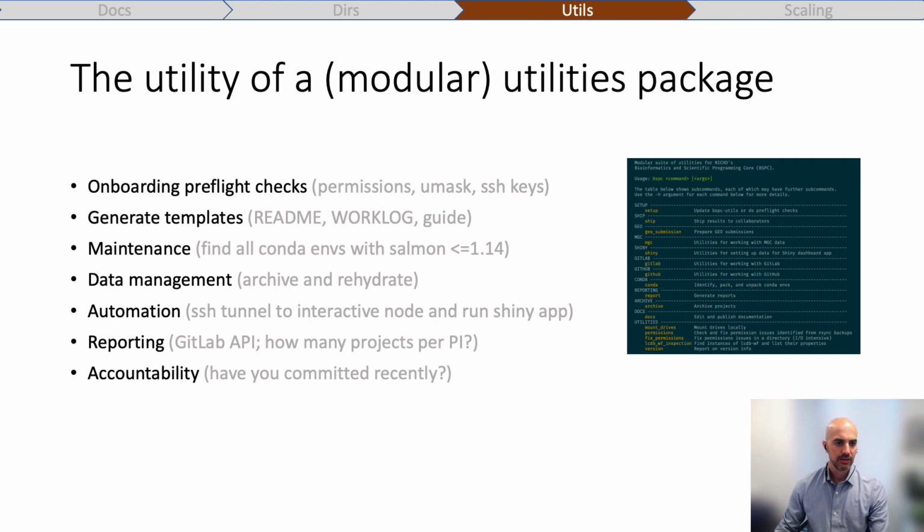Shifting gears again, one of the things I didn't realize would be useful is a utilities package. Once we built this and started using it, it just grew and grew and grew. And at this point, we have things like onboarding pre-flight checks to check permissions and keys, generate templates for the documentation I showed you earlier, maintenance tasks, data management tasks, automation, reporting, accountability. Having a place to put all that utility code ended up being surprisingly useful.